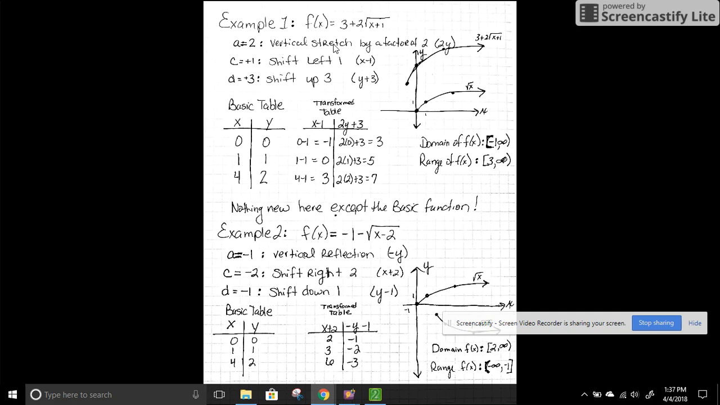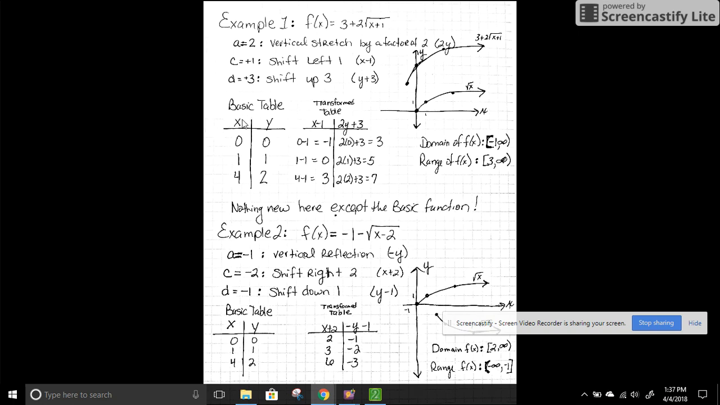Okay, so I have a vertical stretch by a factor of 2. That means change the y values, double the y values. Shift left 1, that means I need to take the x values and subtract 1 from them. Shift up 3, need to take the y values and shift them up.